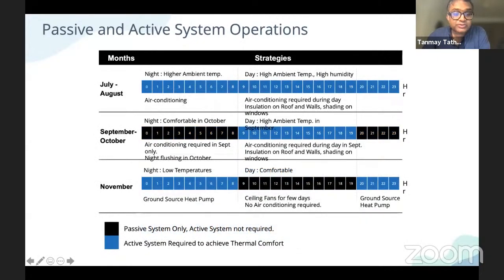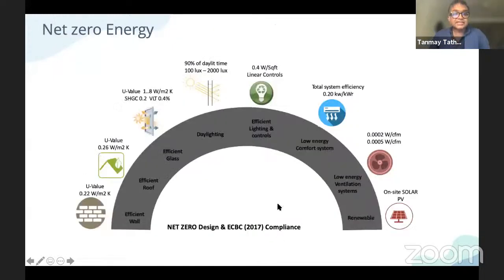So this is an operating manual which says, okay, these are the hours where a passive system is enough to meet your comfort requirements. You don't need to run any cooling or heating system. This is the time when you may need to do something. This design plus specification gets me to my net zero building, right? And I've shown what are the different strategies that I've used to get my building to net zero.